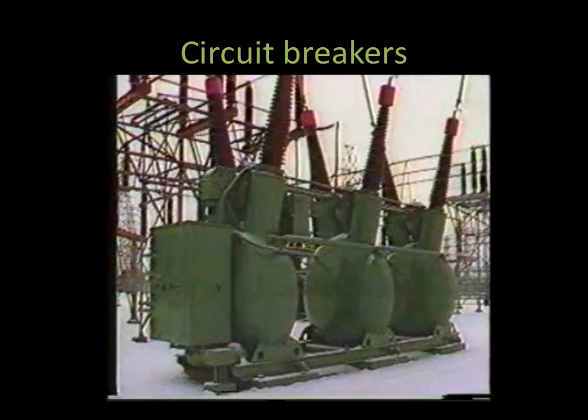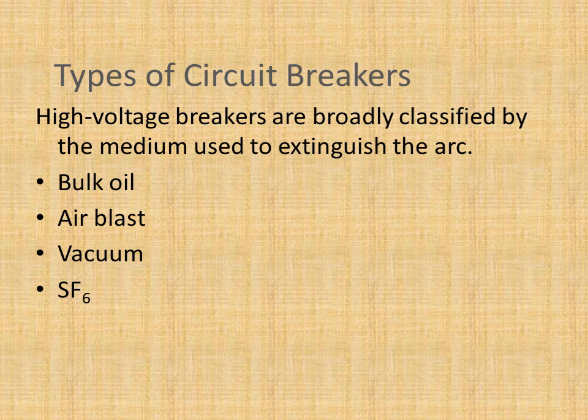Circuit breakers are one of the vital and most important equipment in case of a protection system. Circuit breakers are used everywhere from houses to the power stations. They are one of the most important protecting devices. They are used for breaking the flow of current. The medium which is used for breaking the arc basically includes bulk oil, air blast, vacuum, and sulfur hexafluoride SF6.